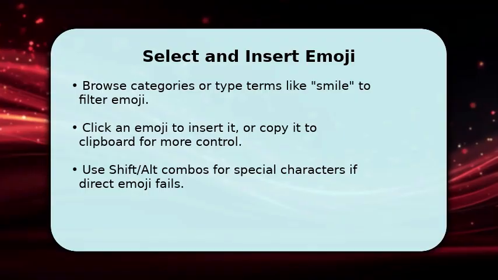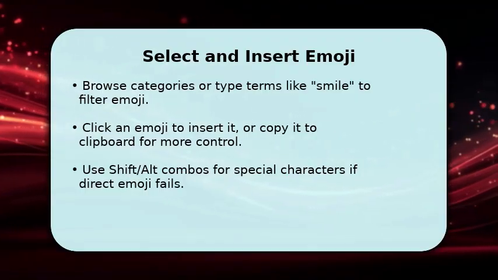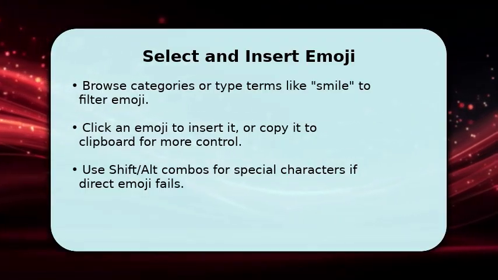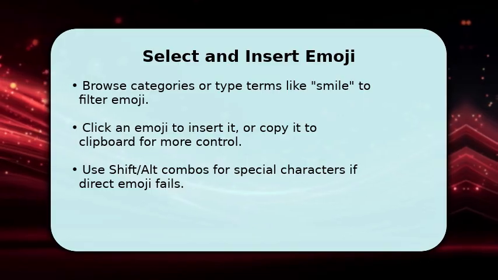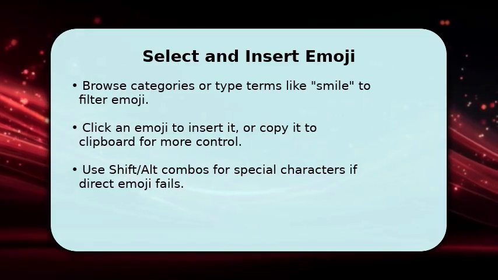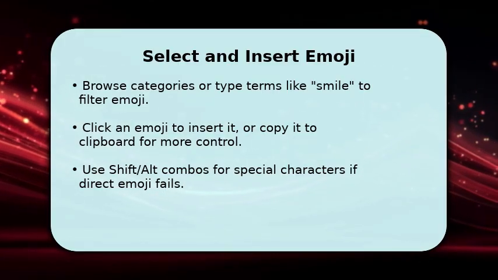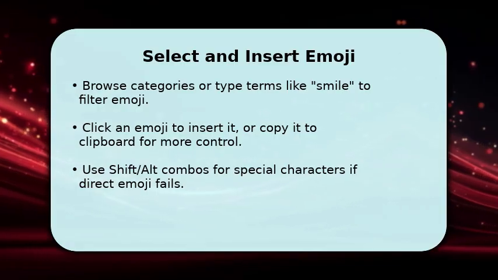Now you choose the emoji and insert it where you place the cursor. If you want speed, type a search term in the panel to filter results, otherwise browse categories. Click or tap an emoji to place it directly into Roblox chat or a text box. Once placed, it will send like normal text.